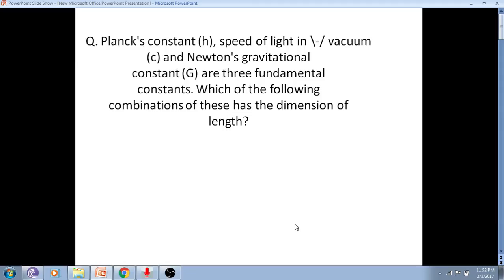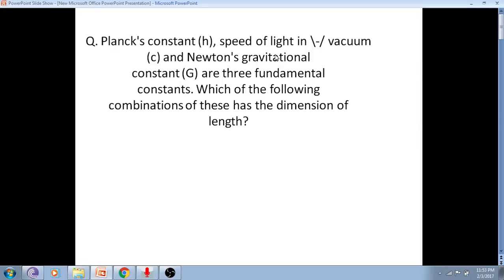Now, this question was from the physics section. The first question says Planck's constant (h). What does it mean? It means that the symbol we use to represent Planck's constant is h. I know most of you know that, but maybe some of you don't. Speed of light in vacuum is c. Newton's gravitational constant is G. We all know the gravitational constant is G, but Newton's gravitational constant, maybe this is new for some people.